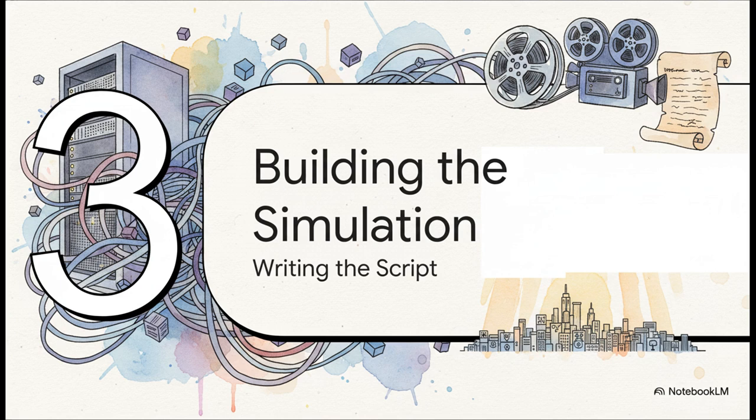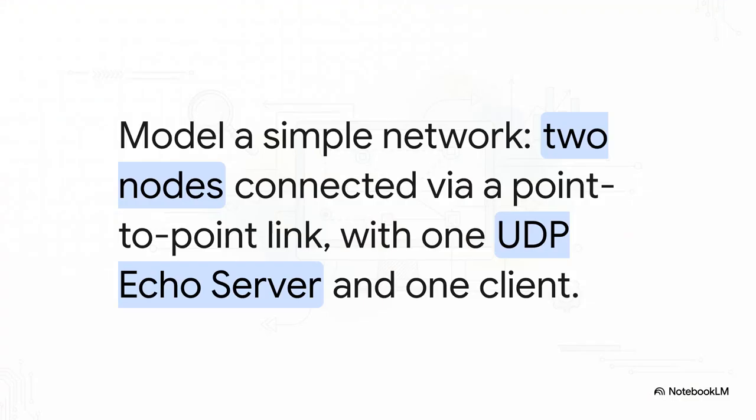Okay, time to get our hands dirty. Before we can have a cool visualization, we need something to visualize, right? So we need a simulation. Let's think of this part as writing the script for our little network movie. And we're going to start with something really, really simple. The goal is just a basic network with two nodes. One's going to be a client, and the other's going to be a server. Specifically, a UDP echo server, which is just a fancy way of saying it acts like a parrot, it listens for a message, and sends the exact same one right back.